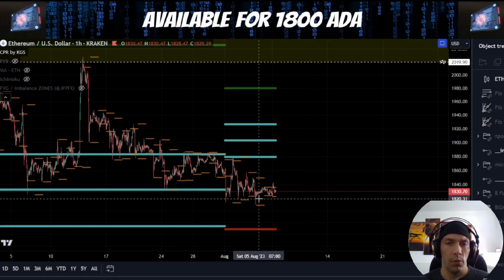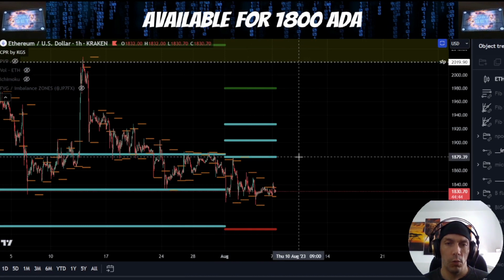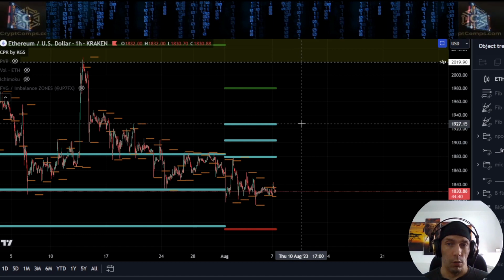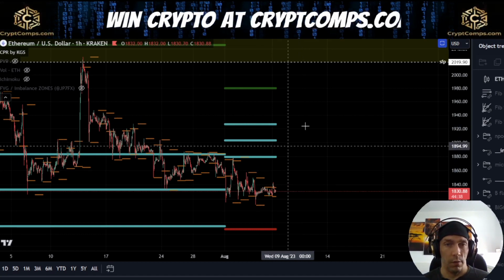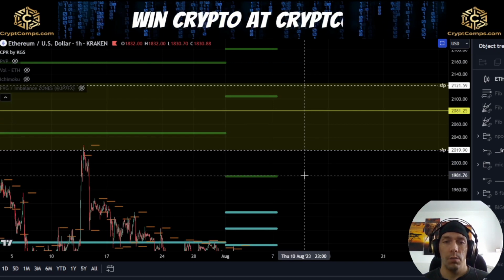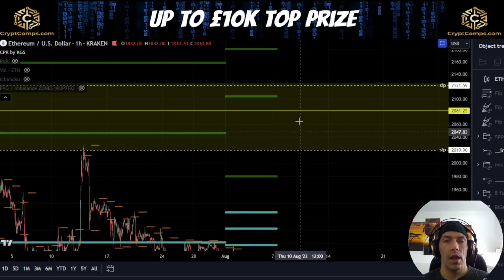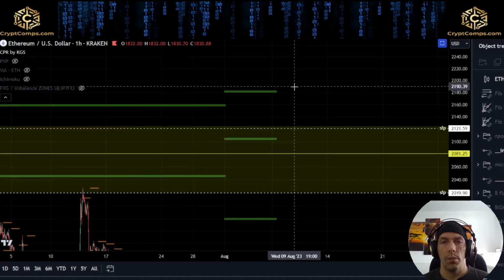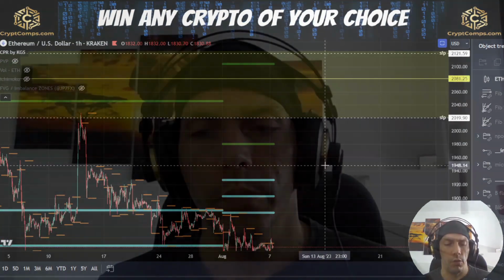If we do see price move back up here, we need to be cautious of resistance coming in at this 1879, 1902, and this 1927. If, however, we manage to flip these lines into support, targets then become to the upside here. This 1980, we have this 2105, and this area up here of this 2182.